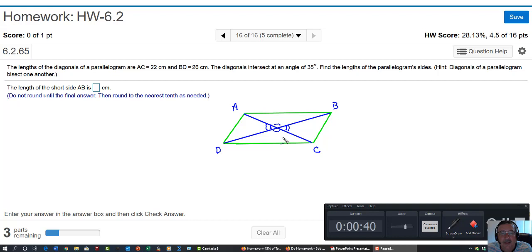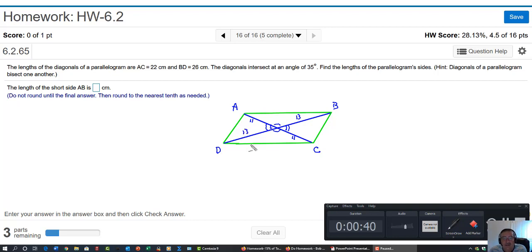All right, now they also tell us the diagonals AC and BD, they give us the lengths of those, but they also, on a parallelogram, when the diagonals intersect here, they bisect. So in other words, if AC is 22, we know that this length is 11 and this length is 11, so it'd be half of 22. And then BD 26, we would get 13 and 13 here.